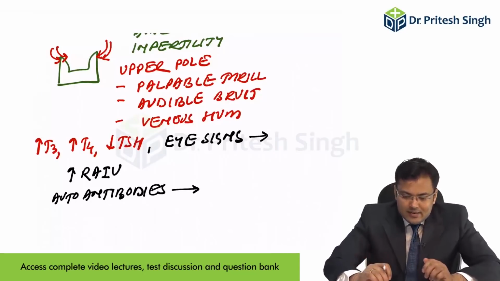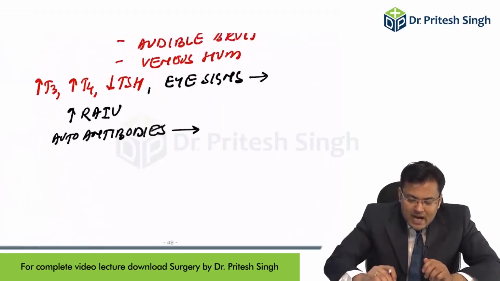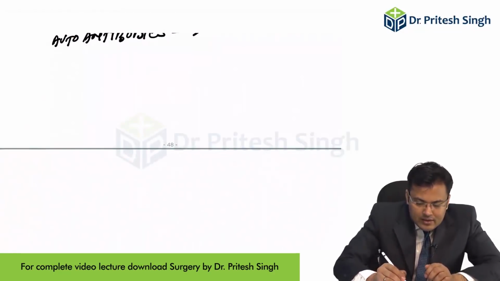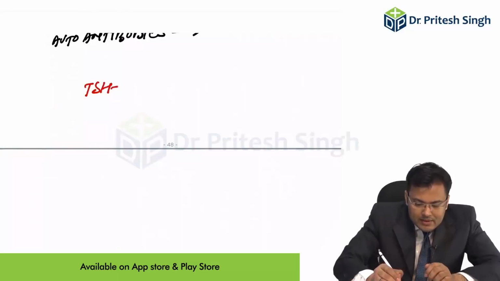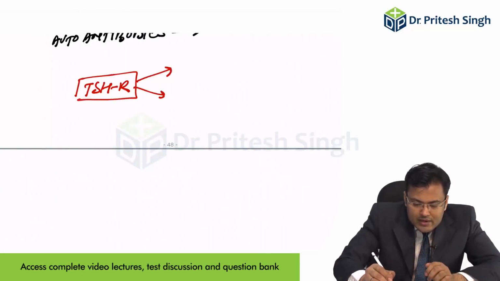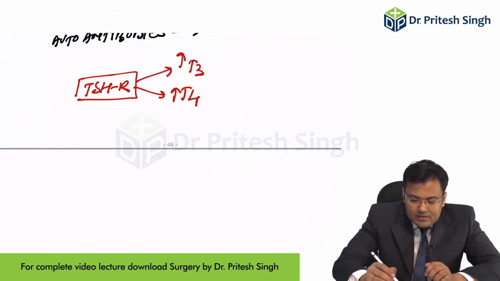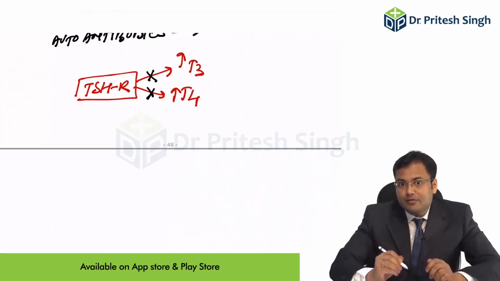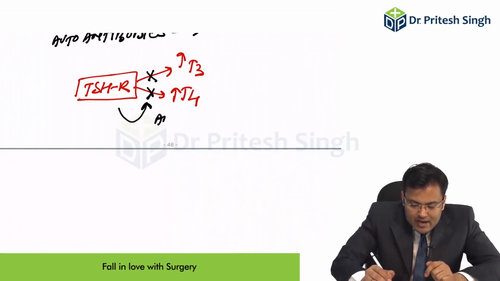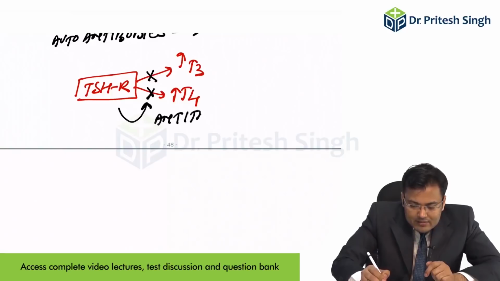So diagnosis is done. Now what is our main role? First, our main role is, suppose this is TSH receptor. Our main role is to decrease the production of T3, T4. In this case, there is increased production. So I want to decrease the production of T3, T4 first. That's why I will give what? Anti-thyroid drugs.